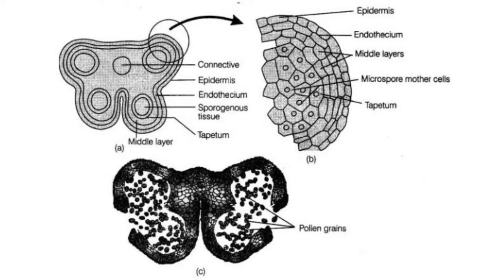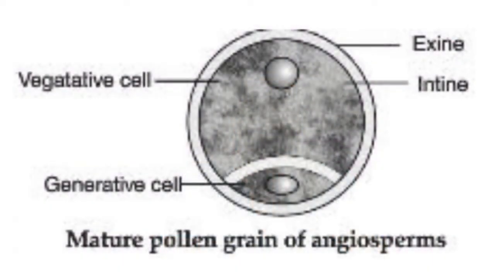As anther matures, the microspores dissociate from one another, form a tetrad and develop into pollen grains. Inside each microsporangium, several thousands of microspores or pollen grains are formed. Now let's talk about the male gametophyte, that is the pollen grain. A pollen grain is a partly germinated microspore representing the male gametophyte.